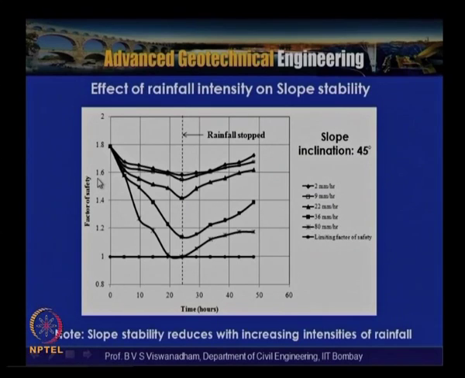That indicates the criticality of the slope. For a slope subjected to a rainfall intensity of 80 mm per hour for 24 hours duration, as can be seen here, the factor of safety touches 1. That means the slope can be subjected to failure once it is subjected to a particular rainfall intensity for a particular duration. So, this shows the slope stability reduces with increasing intensity of rainfall.